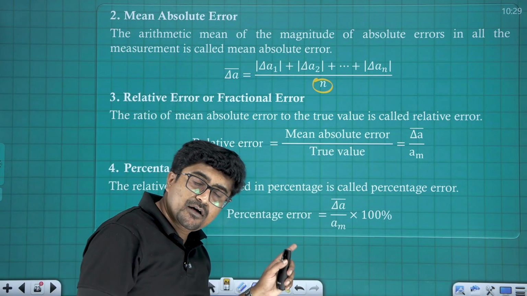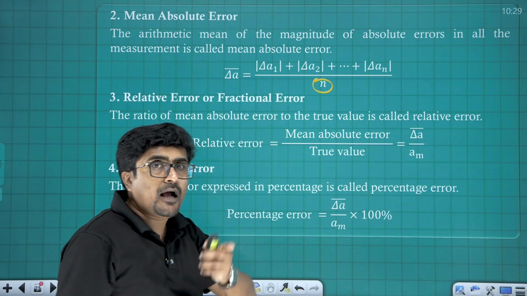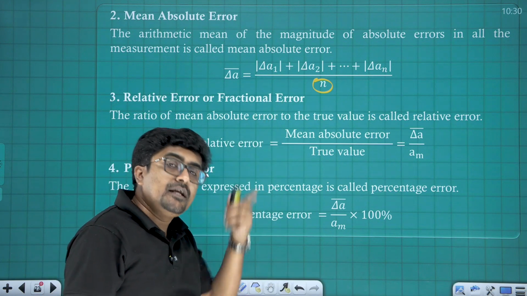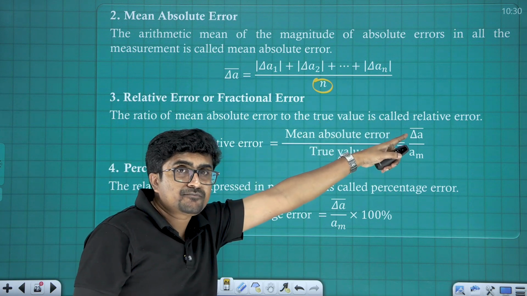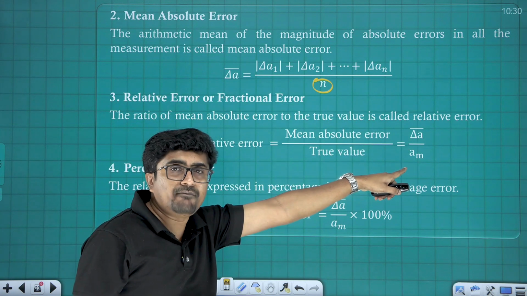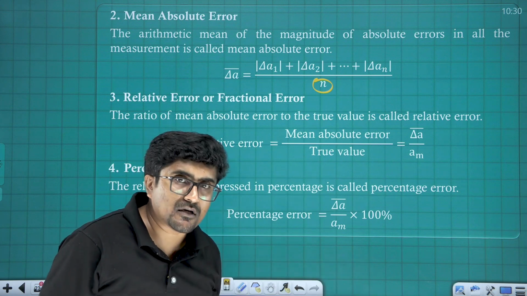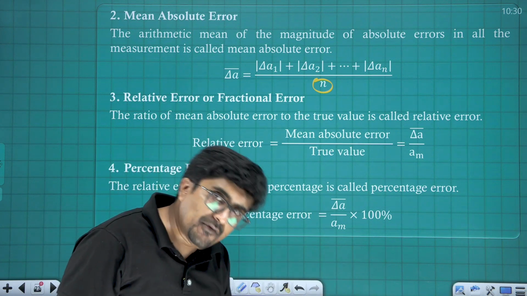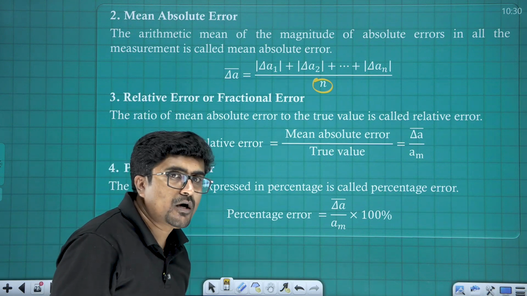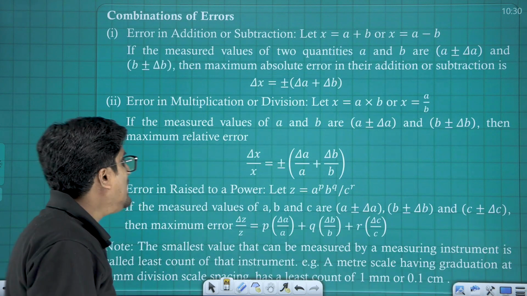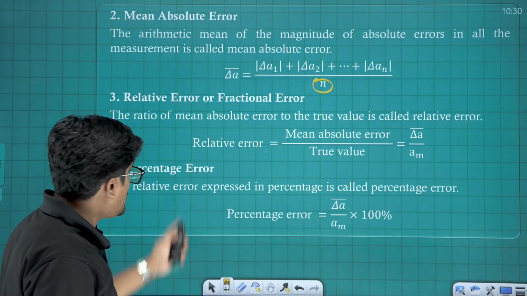Next is relative error. Mean absolute error divided by the mean value or the true value is known as relative error. Relative error multiplied by 100 is going to be the percentage error. So that was about percentage error.